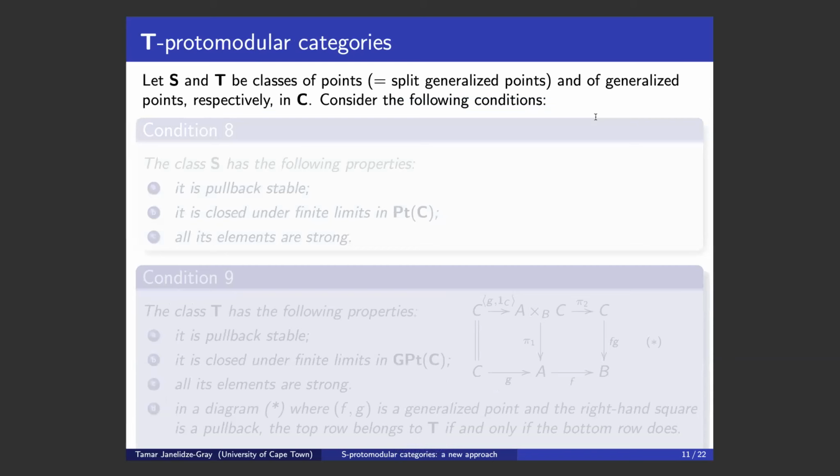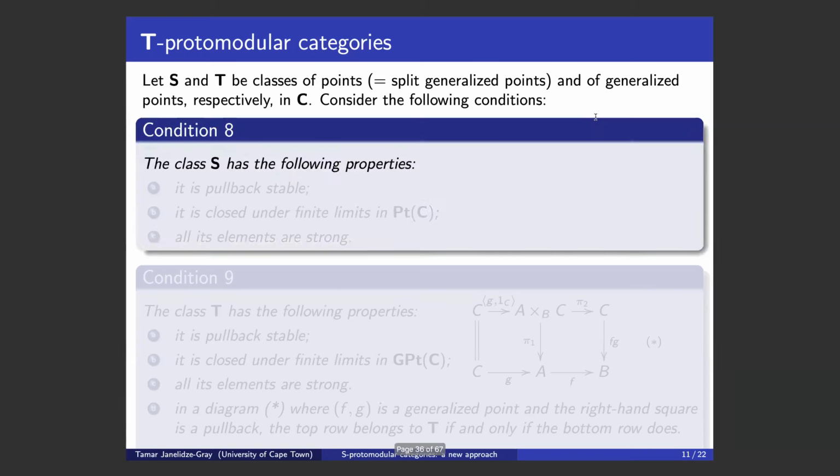So now I'm going to consider two classes. S is going to be the class of points, so in the sense of Bourn, so class of split epimorphisms, and then by T I'm going to denote a class of generalized points. So we are again in a category which is pointed and where we have all finite limits. And let's start looking at conditions that we have on the class S.